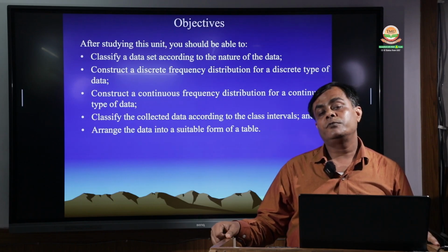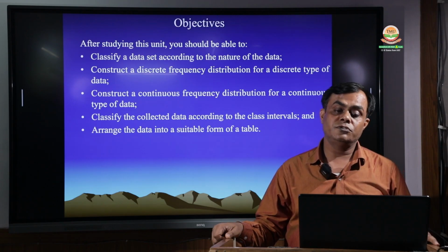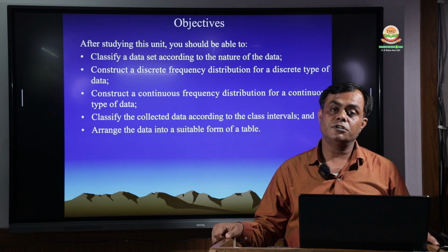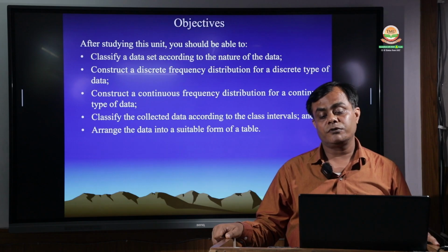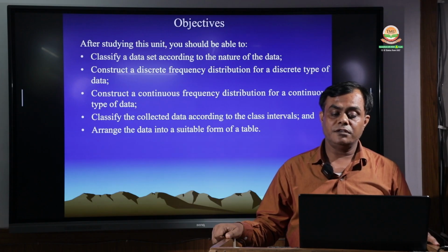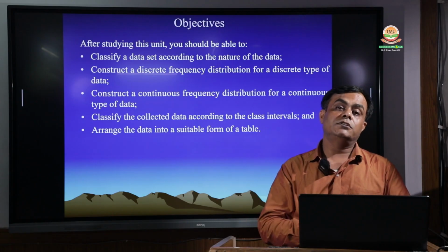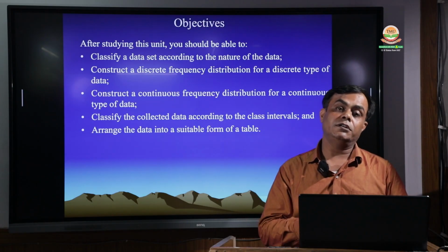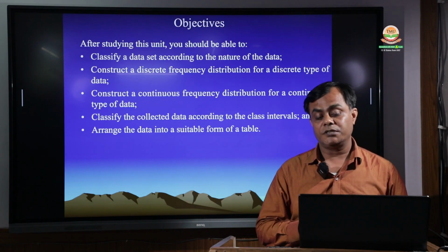So generally we broadly classify data on the basis of discrete or continuous frequency. For discrete data we use the discrete frequency, and for continuous data we use the continuous frequency. Classify the collected data according to the class interval. Sometimes we have to classify the data according to the class interval, which is also called group data classification.